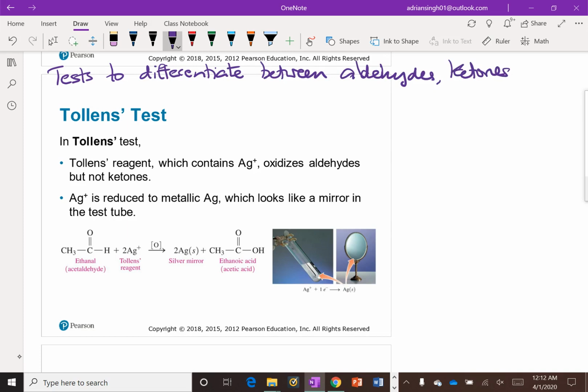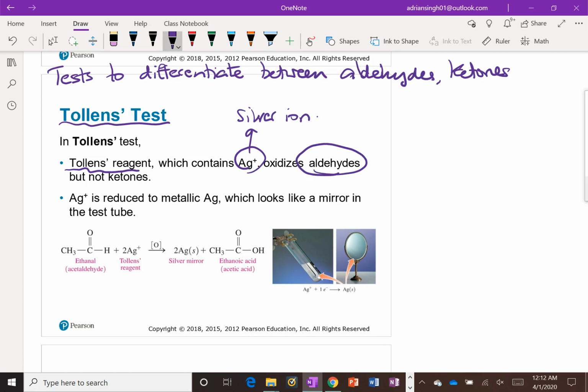Right, one of the more common tests that you'll see in your textbook, and if you had to do the lab in person, this is a very common test. It's called a Tollens test, and it invokes the use of Tollens reagent, which contains a silver ion. And this works in the presence of aldehydes, right? So it's a positive test for aldehydes, and it's negative for ketones.